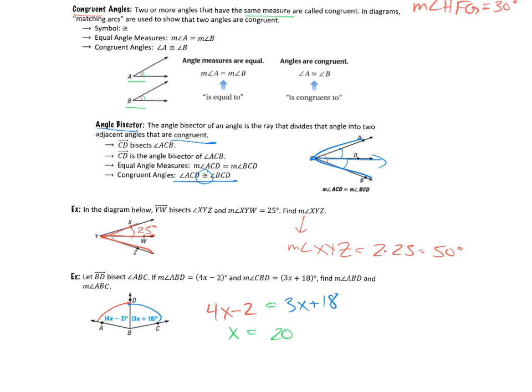So for the measure of angle ABD, that is 4x minus 2, so that is 4 times 20 minus 2. So the measure of angle ABD equals 80 minus 2, or 78 degrees. Next, we have to look at our overall angle, which is the measure of angle ABC. Since I know that 78 degrees is half of that angle, the total angle must equal 2 times 78, which equals 156 degrees.